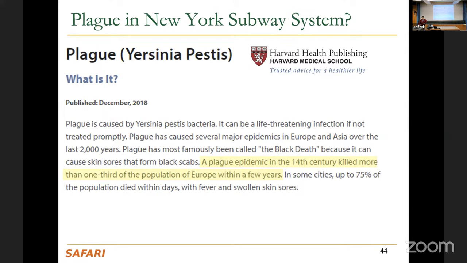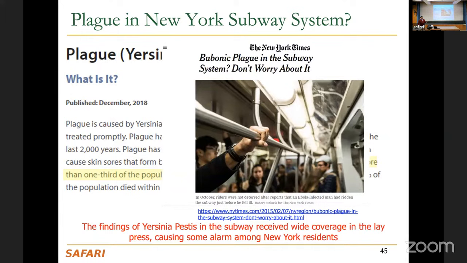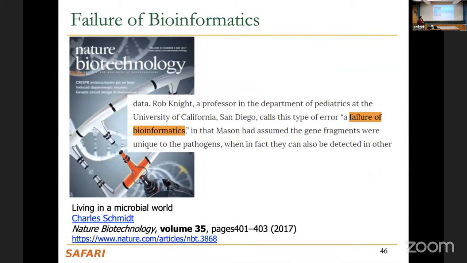Based on a microbiome analysis a few years ago, people realized that the plague may be observed in the New York City subway system. Of course, you can imagine how concerned people were, right? Because plague is really harmful to humans and can lead to a really painful death. But it turns out this wasn't correct.